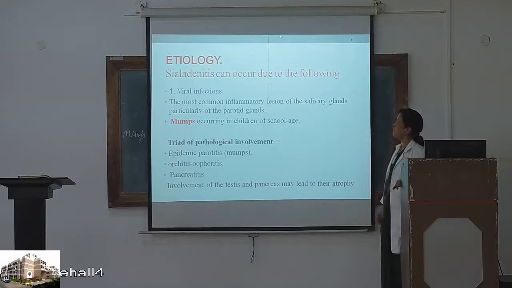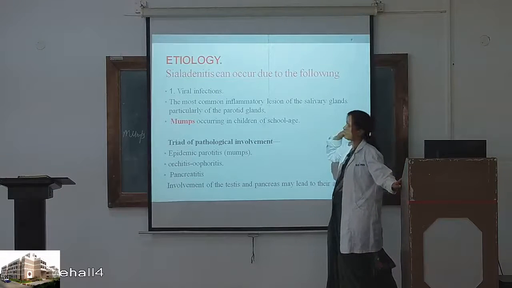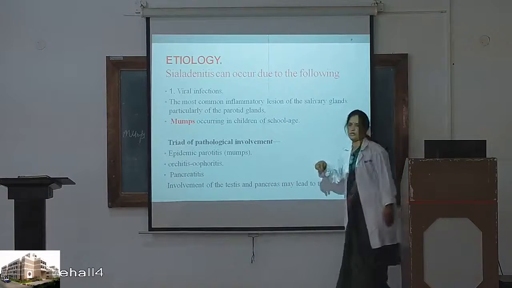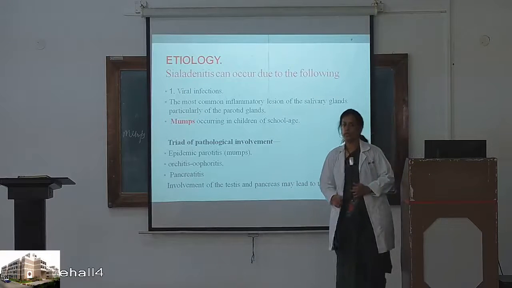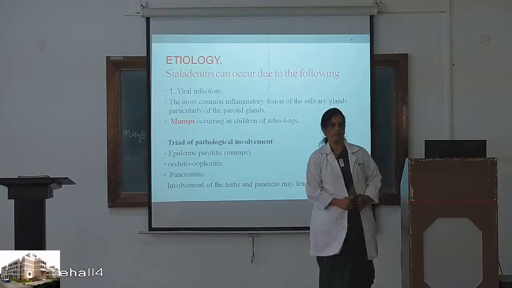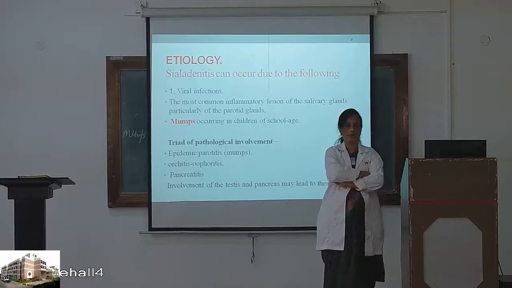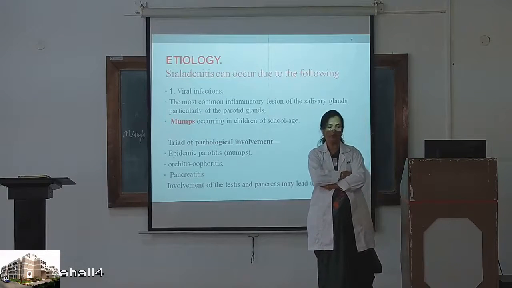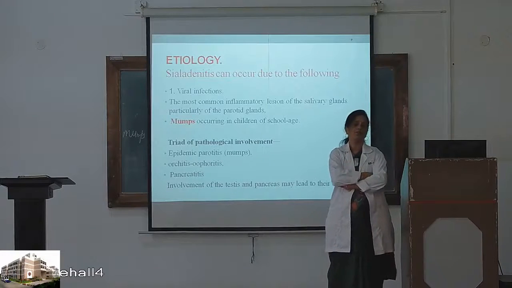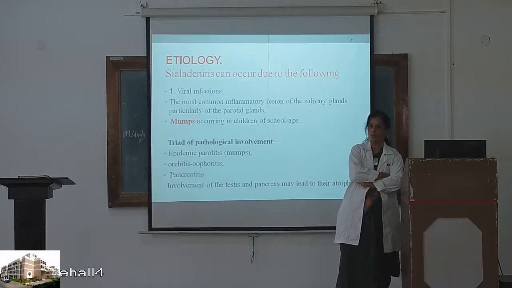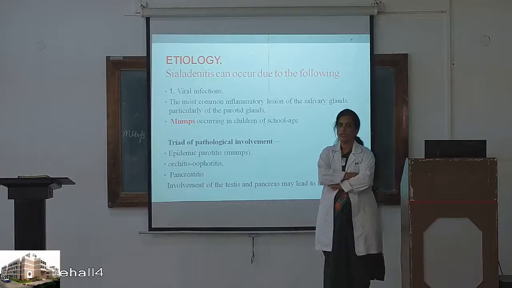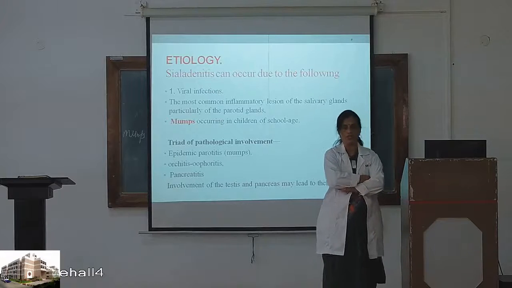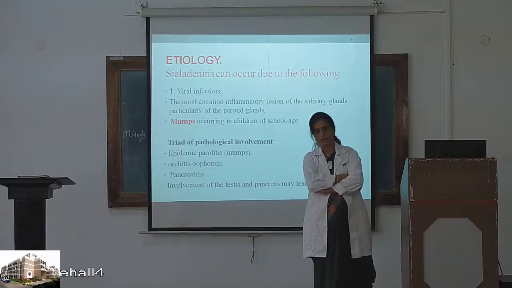The most common inflammatory lesion of salivary glands, particularly parotid, is the viral infection, that is mumps, which occurs in children of school-going age. It comes as epidemics also. So recently, maybe 5-6 years back, we had this epidemic. Mumps, we get scared, especially in boys, because this mumps virus causes orchitis also. What is orchitis? Testicular inflammation. And people are worried that it may lead to testicular atrophy.